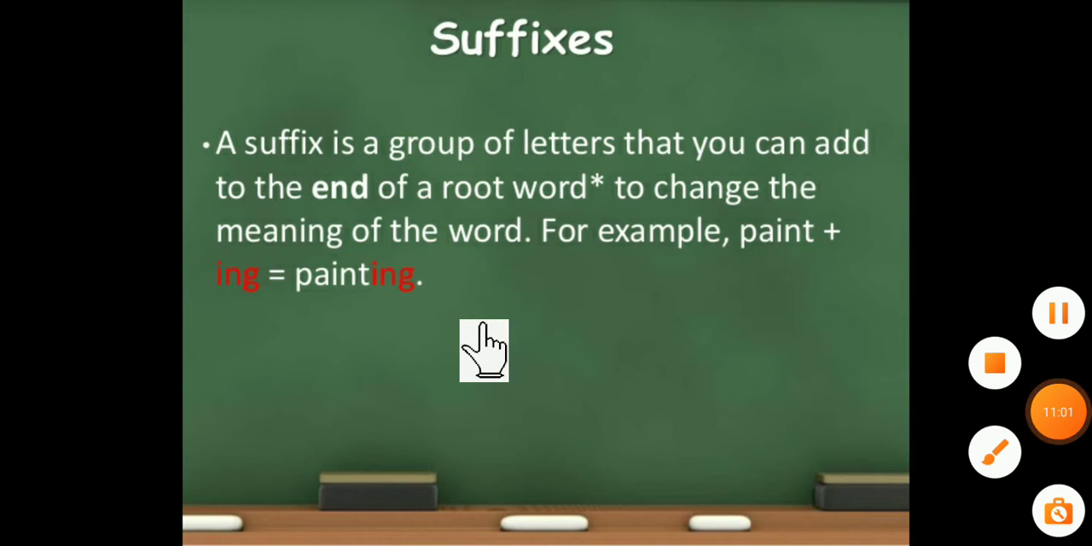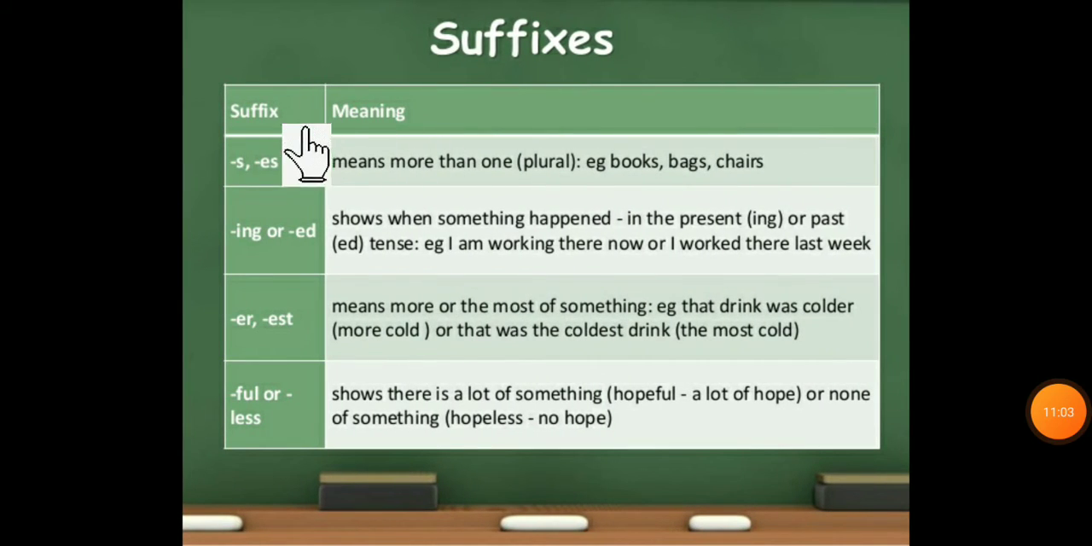Again we have to see here. Now a few suffixes are there and their meaning also is given here. So which suffix is proper? You have to see, you have to understand and you should use. Next, suffix s or es. S or es means more than one. So for plural things we are using s or es.